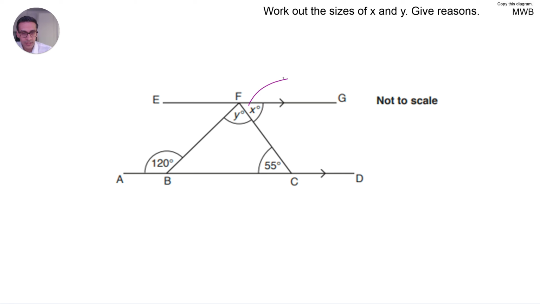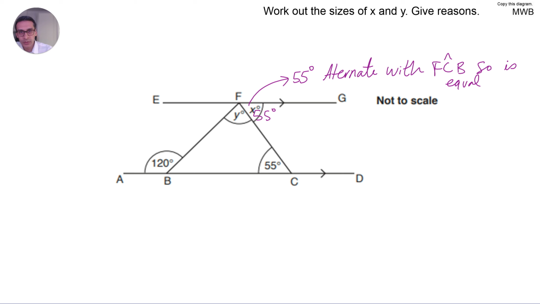So what I can say is x is equal to 55 degrees because it's not corresponding, it's alternate. It's an alternate angle with this one here. We're going to need to label it as well. So 55 degrees alternate with, and then we need to label so that this angle here is FCB. So is equal. So let's label that 55.